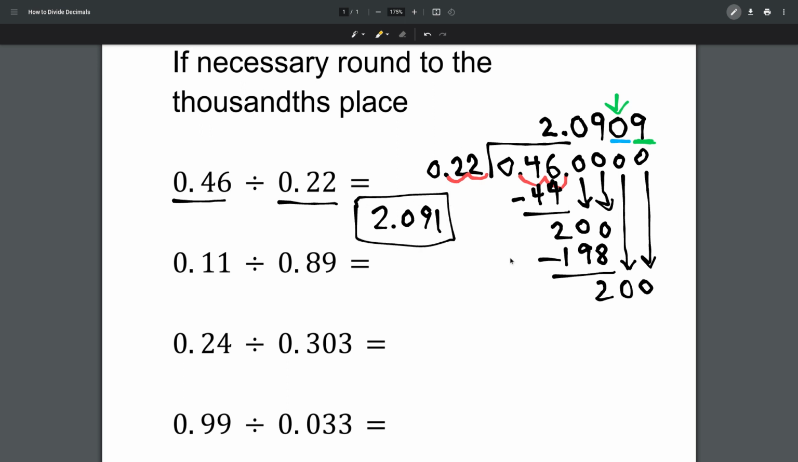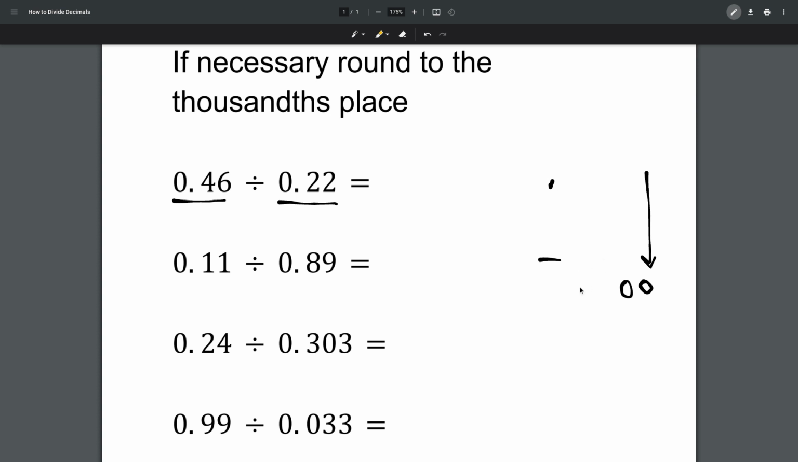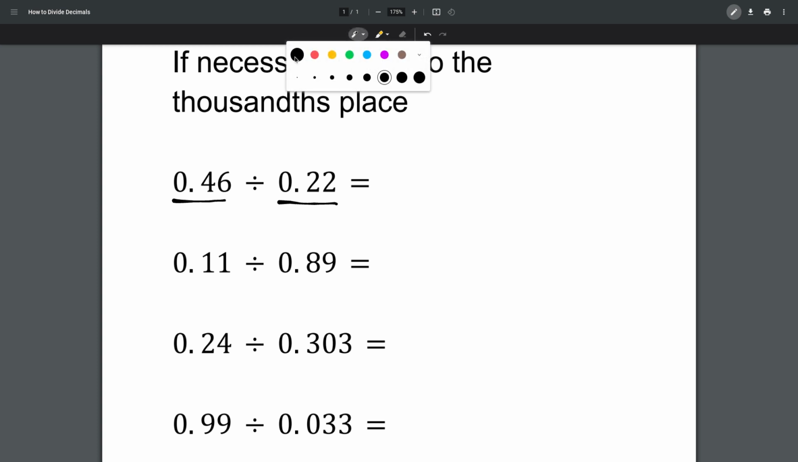All right, so take a snapshot of this. I'm going to have to erase it because we've got a bunch of stuff here and I want to make room for our next problem. And it's video, so of course you can go back if need be. Okay, let's go and let's do our next one.